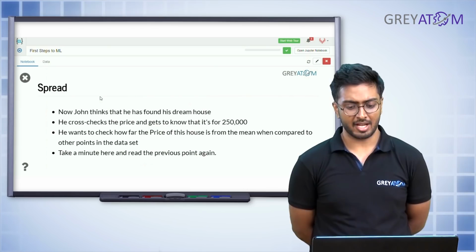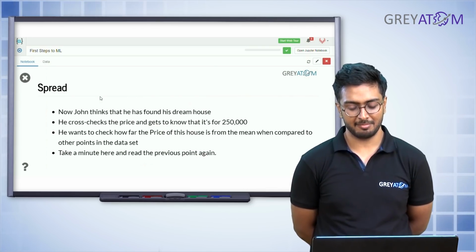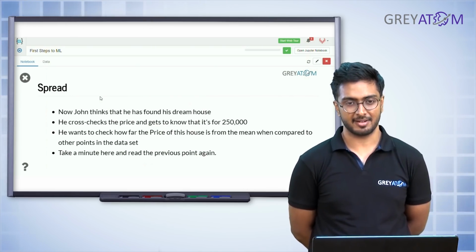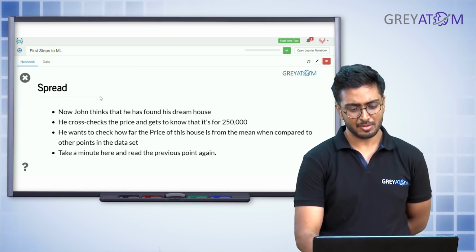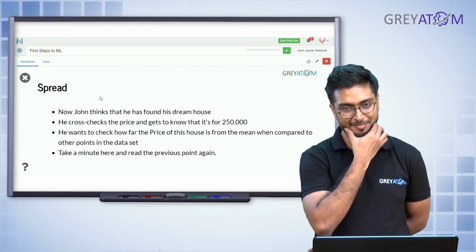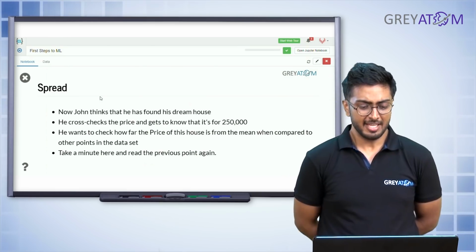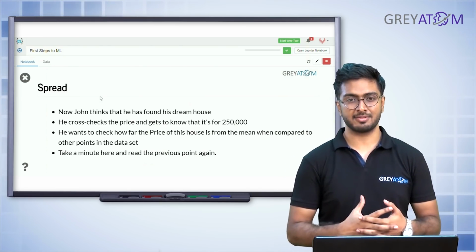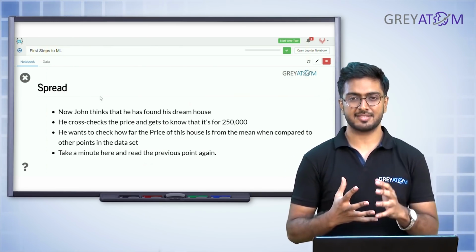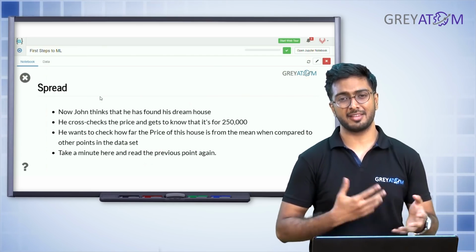So now he wants to check how far the price of this house is from the mean when compared to other points in the data set, right? Take a minute to read that, and I will go over it once again for you. He wants to check how far the price of this house, which is 250,000, is, compared to how far other prices are.